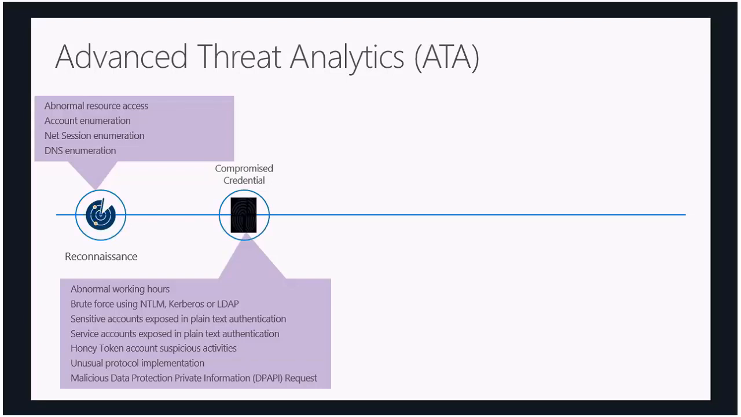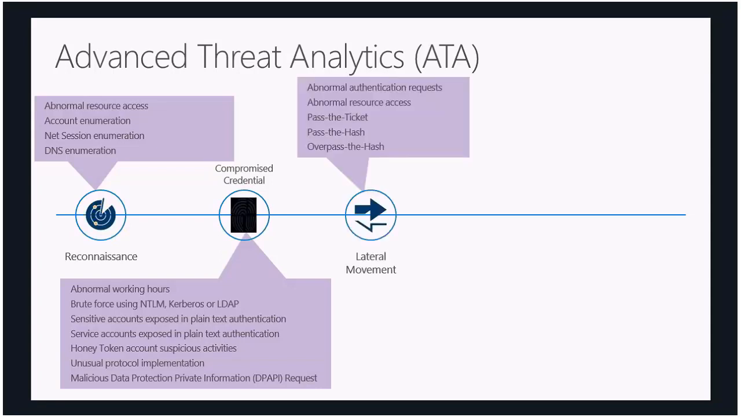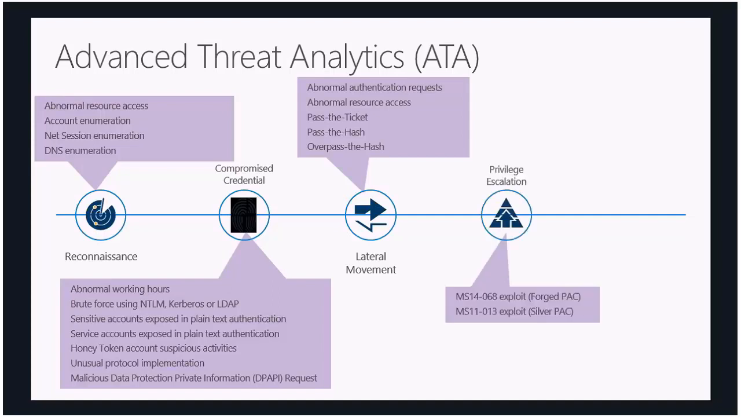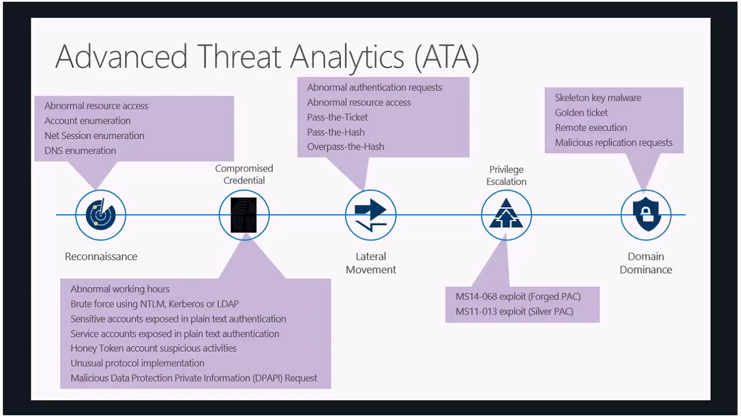Compromised credentials, I mentioned a few of these, like abnormal working hours. Of course, it's also looking at things like plain text authentication being sent across systems, just things to further secure. Lateral movement also, as I mentioned, so things like pass the hash and pass the ticket attacks, abnormal resource access, moving horizontally across that environment, ways that users don't typically move. Privilege escalation of users, and then domain dominance.